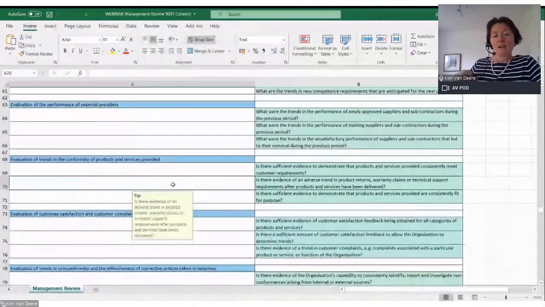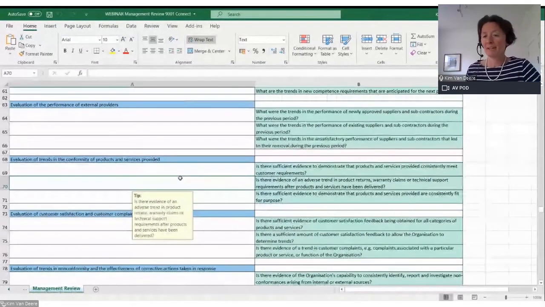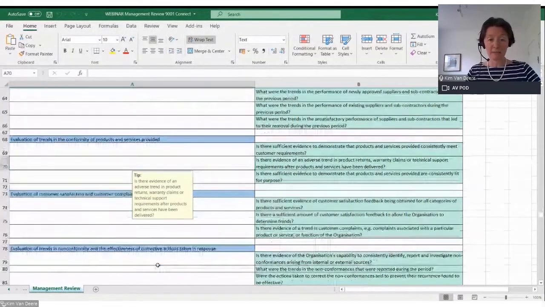So thinking there about conformity of products and services. Are we getting better or worse at what we do to make money effectively? Are we getting more complaints? Are we getting more sales? Are we getting negative feedback, positive feedback? Again, this just depends on how your organization is doing.